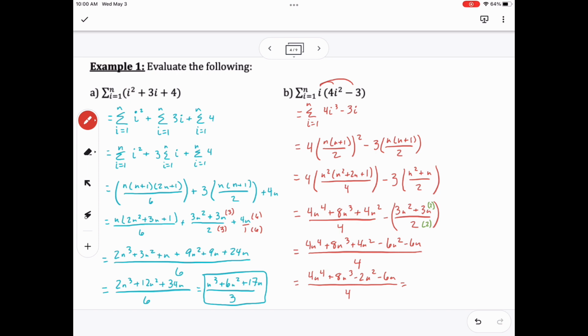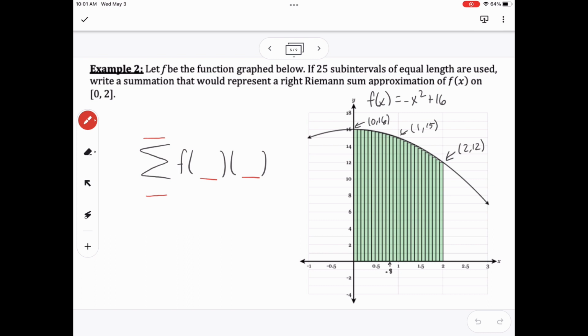So now once I've multiplied and put all my like terms together, I can simplify to get n to the 4th plus 2n cubed minus 1/2 n squared minus 3/2 n. So where this applies is we can start putting it to an actual function with an actual graph.